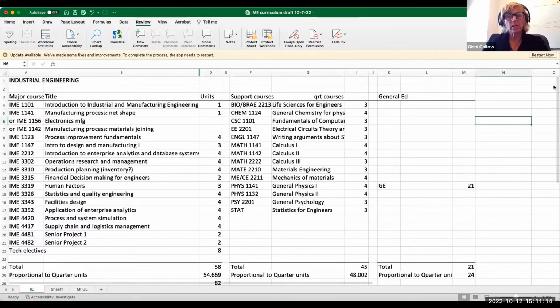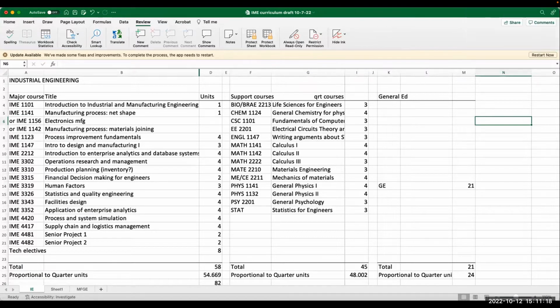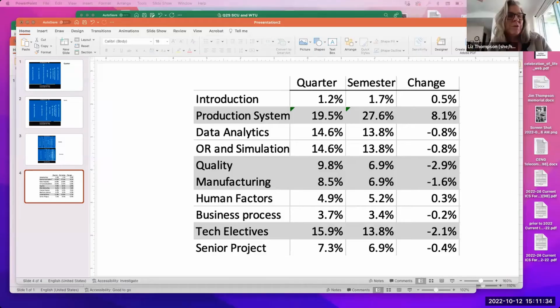You mean 223, or which one? Which courses? I was looking at the slide that Liz was presenting, and it showed that business process was dropping down like 0.2% or something like that. And I was just wondering where that was from. That is financial decision making for engineers, the engineering economy class. Oh, the business process. I see it.